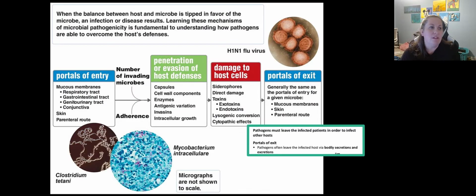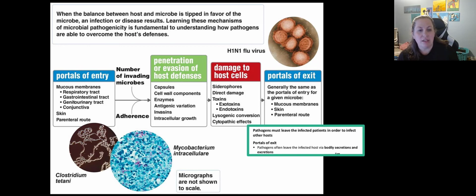So the last thing I want to talk to you about here is when the balance between the host and the microbes is tipped in favor of the microbe, which gains a hold of your immune system. That's when infection or disease results. Now, learning how these mechanisms work, the idea of portal of entry, penetration, damage, and portals of exit, can actually allow us to hopefully help treat and prevent the spread of these diseases. It also helps us support your immune system so that you can fight these things better.